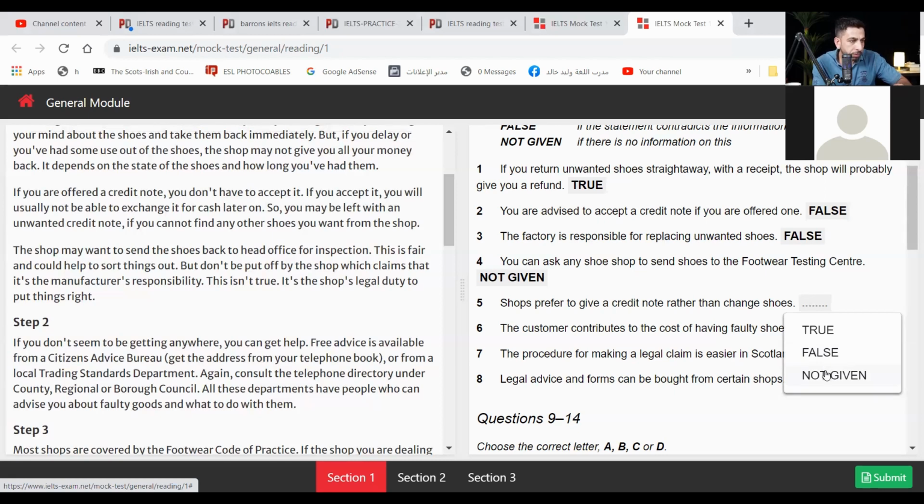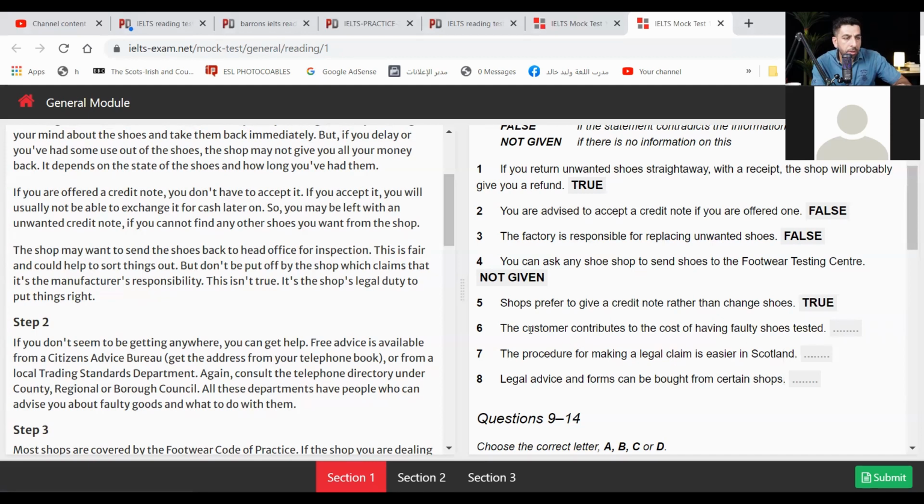Just let me go back. You will not be able to exchange an unwanted credit note if you cannot find any other shoes, so shops prefer to give credit. Yeah, it's true.